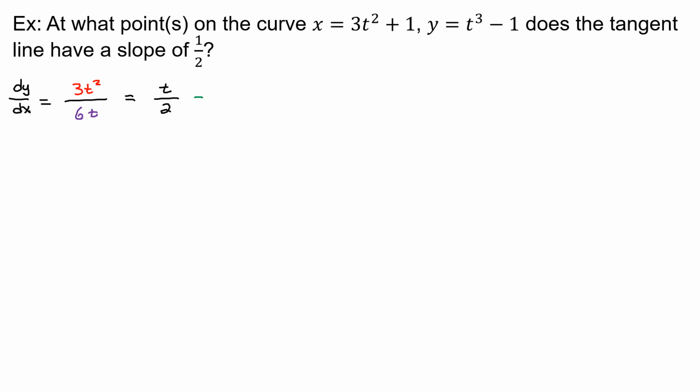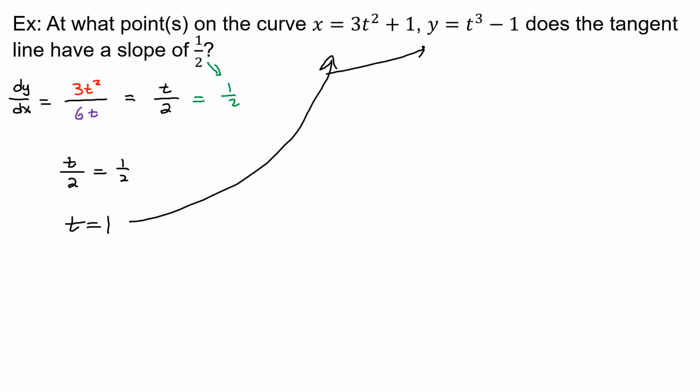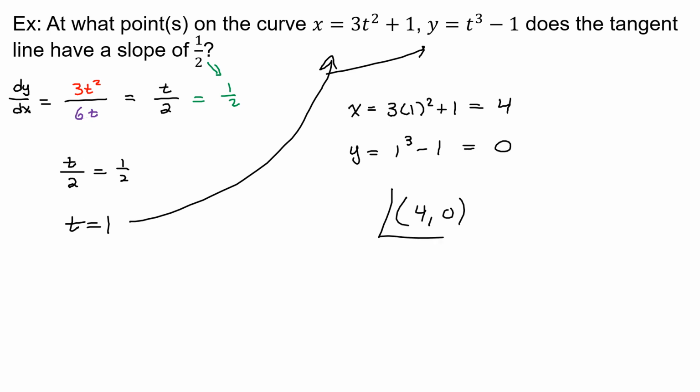And I want to set that equal to 1/2. Hopefully it looks sort of obvious that if you have just t over 2 equals 1/2, if you multiply both sides by 2, you end up with t equals 1. And so if I have t equals 1, I only end up with 1 point. It's just one point and be done. And so I want to plug this t value back into this x and this y. So at x, I would have 3 times 1 squared plus 1, which would give me 4. And I would have 1 cubed minus 1, which would give me 0. So the only point where I have a slope of 1/2 on this entire curve would be at the point (4, 0).